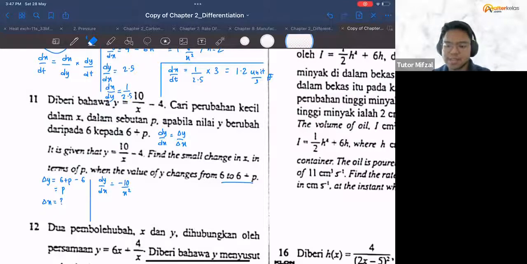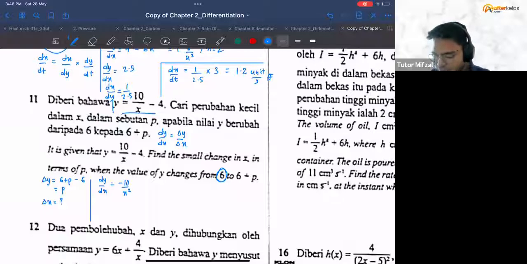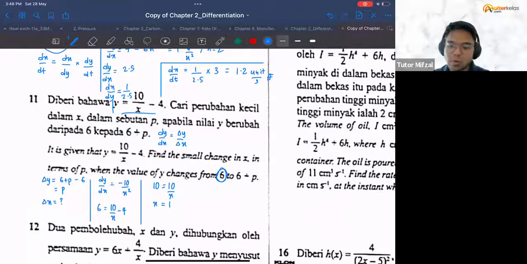But we can find the old x. We can find it from the old y, this value of 6. How? You have this equation, y equivalent to 10 over x minus 4. You try solving for x using that equation. Substitute a value of 6 into the equation. So 6 equivalent to 10 over x minus 4. So 6 plus 4 is 10. 10 is equivalent to 10 over x. So x is just equivalent to 1. So that is your old value of x.